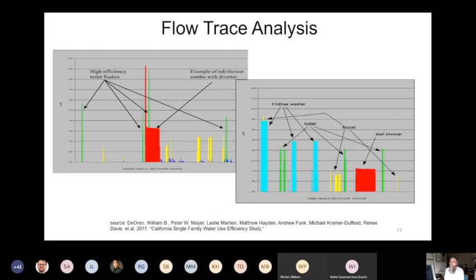And with that sort of data at 10-second intervals, you can identify the end use by the pattern of the flow. The green ones were identified as toilets. The blue was clothes washer. The yellows were faucets, and the reds, the one on the left is a tub shower combo with a diverter. So you can see they use the tub spout to flush the cold water out of the line before they got into the shower. In the stall shower, they weren't able to do that. Next.